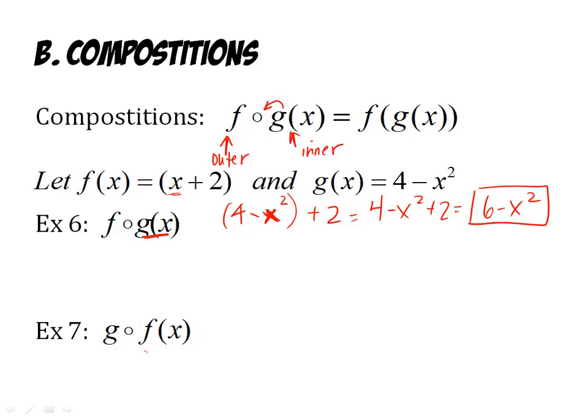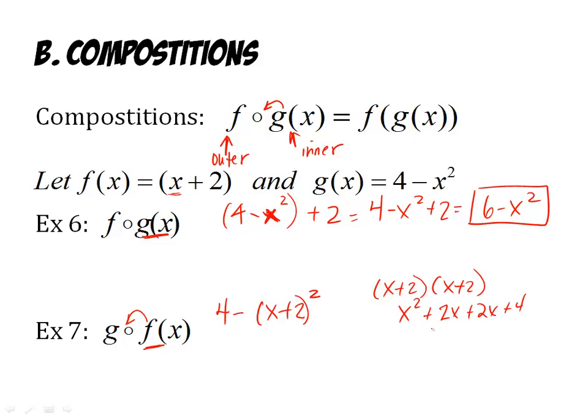On number 7 here, I'm going to put the f equation into the g equation where the x is. All right, so f is x plus 2, so I have 4 minus x plus 2 squared. Because x is squared in the g equation, it's squared here. Now, you have to do box method or FOIL. x plus 2 times x plus 2 gives you x squared plus 2x plus 2x plus 4, which is x squared plus 4x plus 4.